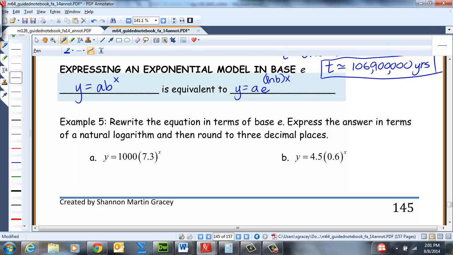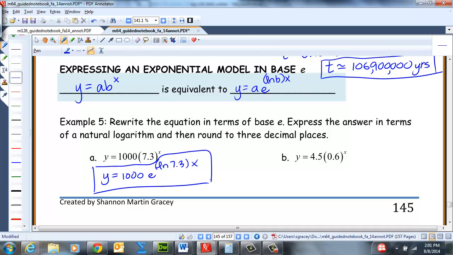So this one, do you see the a is 1,000 and the b is 7.3? So this would be 1,000 e raised to the natural log of 7.3 times x. And that's the answer. And the second part, a is 4.5 and b is 0.6. So y is equal to 4.5 times e to the natural log of 0.6 times x.